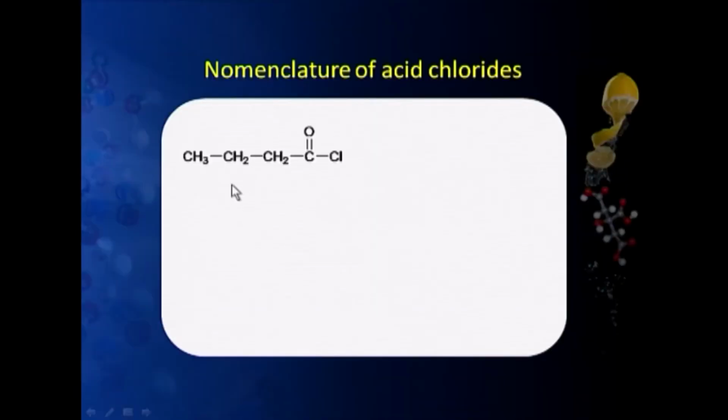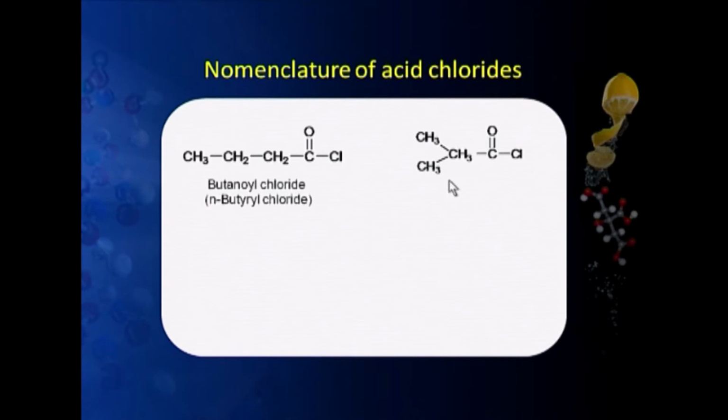Now let us practice the name for some acid chlorides. Say this is a compound CH3CH2CH2COCl. It is a 4 carbon acid where OH has been replaced by Cl here. So it is a 4 carbon acid chloride. The IUPAC name for a 4 carbon acid is butanoic acid, and the IUPAC name for the chloride will be, ic is replaced by yl chloride, so it will become butanoyl chloride. And similarly, the common name for this acid is n-butyric acid, so its name for the chloride will be n-butyryl chloride.